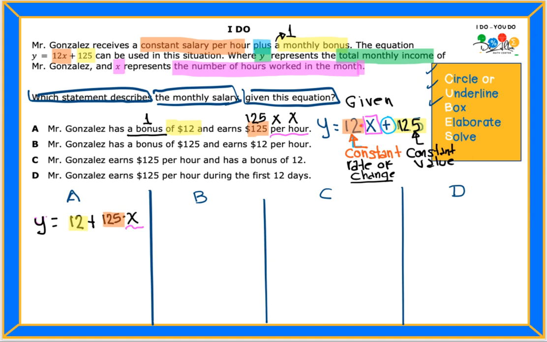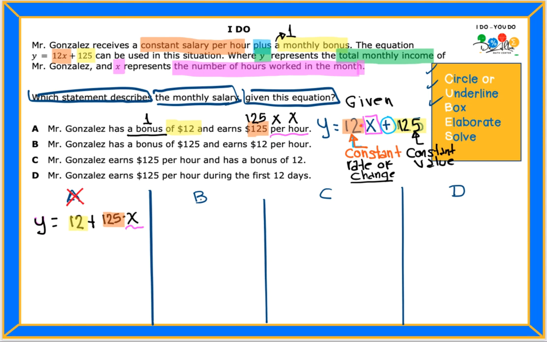And we compare this to the given equation. And on the given equation, the 12 multiplies the x. You see this, guys? I'm highlighting on what it says given. But here on choice A, 125 multiplies x. So we cannot take this choice. Now let's go analyze B.